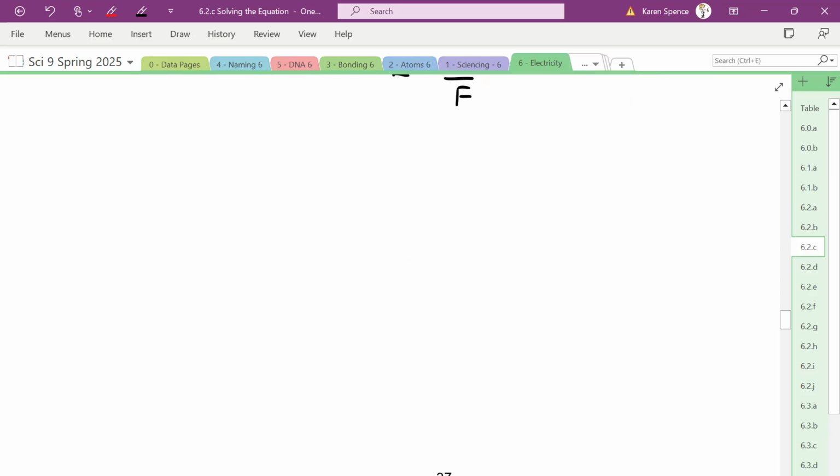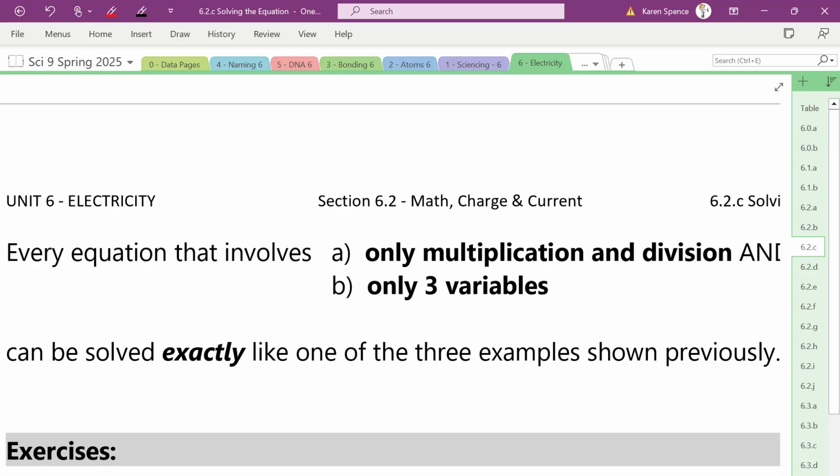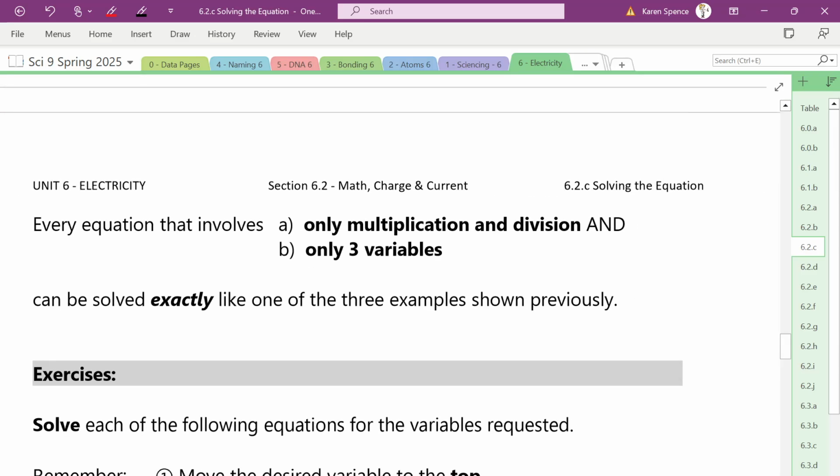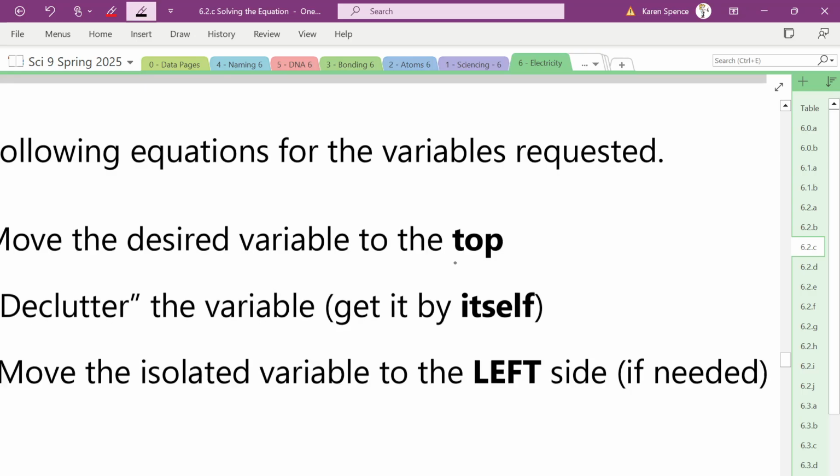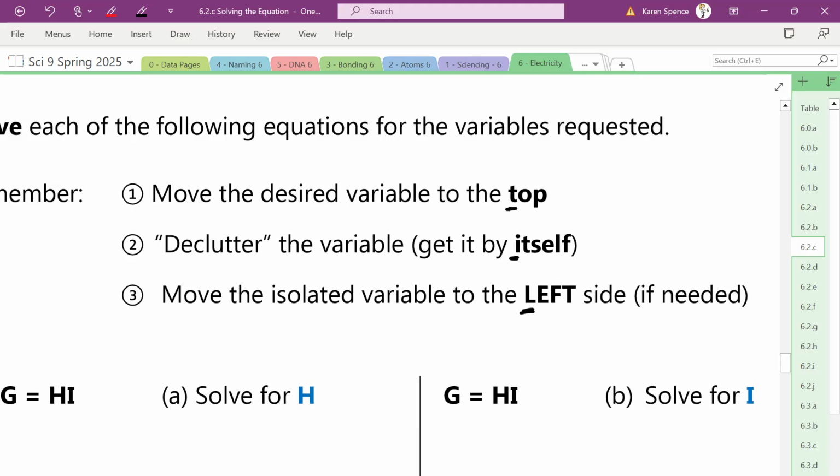And now you get to try these exercises. Remember, you want it on the top by itself and on the left, and you can only move things diagonally across the equal sign. By the way, if you have a different way of solving the equation, or can do it in your head without showing work, that's fine, as long as you're getting the answers correct. If you like multiplying both sides by something and then dividing both sides by something, feel free. I just want to make sure you're getting the answers correct, no matter which method you use.